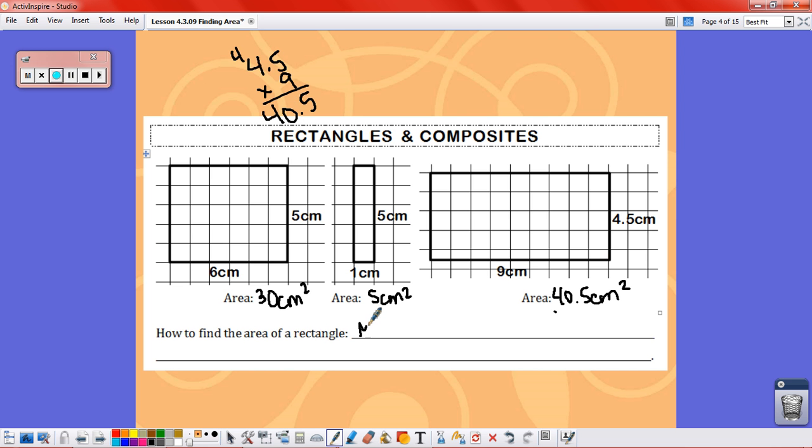So multiply. And what do we multiply? Well, we multiply the width by the height. Width by height. Alright. We couldn't do 6 times 6, even though it's 6 across. You have to get the different dimensions. So it's the sides that are different that have to be multiplied, not the sides that are the same.